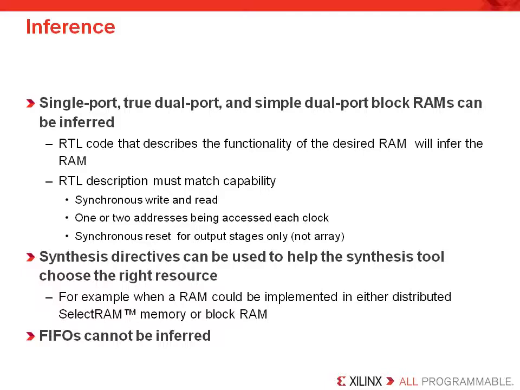So your RTL code must describe the functionality of the desired RAM for it to be inferred properly. The RTL description must match the capabilities, so you need to be careful when constructing your RTL code. This is especially important when you're using the synchronous write and the synchronous read functions, building one or two addresses being accessed on each clock, and the synchronous reset being used for the output stages. Now there are synthesis directives, and these will vary by synthesis tool, and these will be used to guide the synthesis tool to infer the proper configuration of the memory.